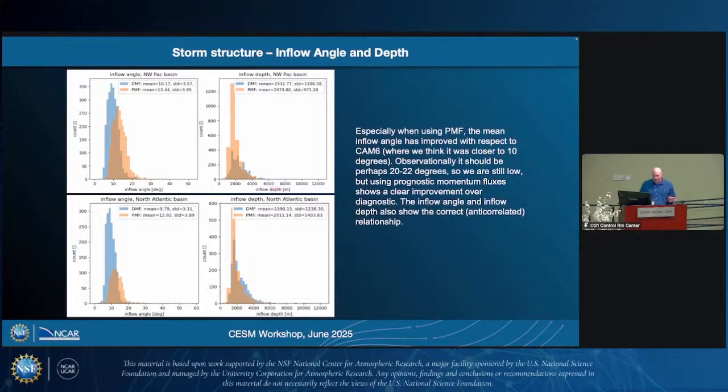Although observationally the inflow angles are higher. I think observationally they're maybe in the low 20 degrees. Although Colin has said that for quarter-degree simulations we might aim for something more like 17 or 18 degrees.